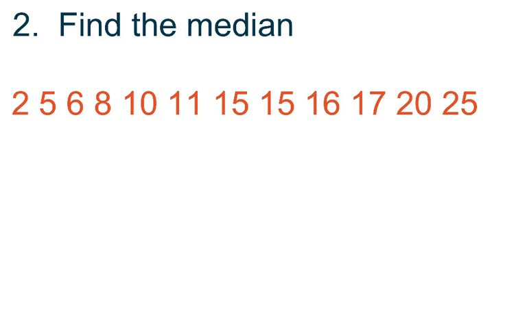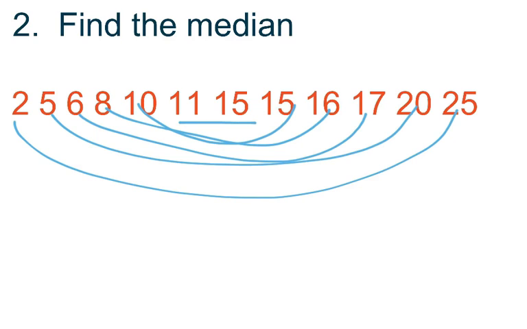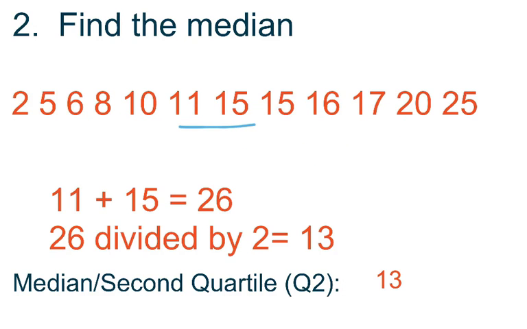Okay, I'm going to find the median. That means I'm going to mark off until I get the middle number. And I see here that I have 11 and 15 in the middle. Well, remember, when we have two numbers in the middle, we add those two together, and then we divide by 2. So 11 plus 15 is 26, and then 26 divided by 2 is 13. So my median is right here in the middle, and its second quartile, or Q2, is 13.